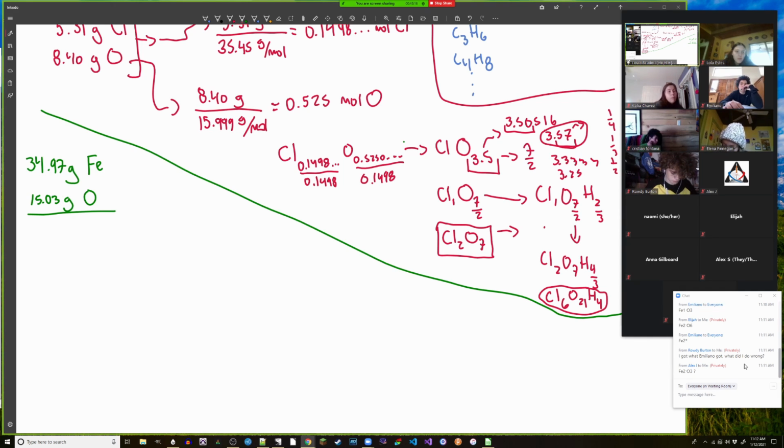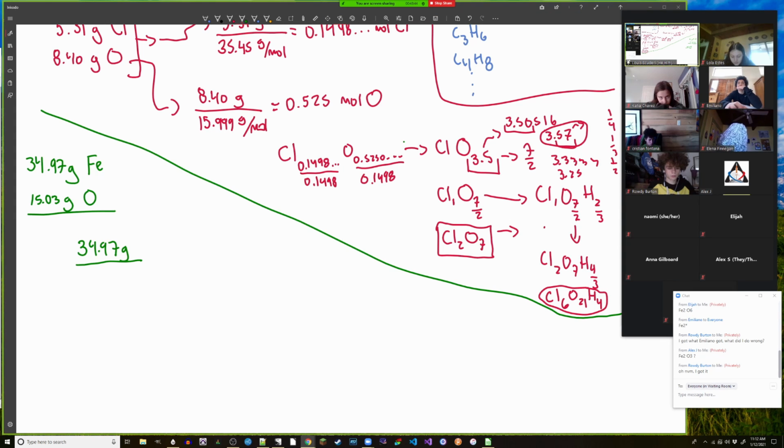Let's go through this problem then, because I think a lot of people have gotten the right answer. A couple people have gotten close. So again, those steps that we had up before: we convert these masses into moles of a substance. So iron, 34.97 grams of iron, divide by its number of grams per mole. I need to look up iron over here. I don't remember what the number is off the top of my head.